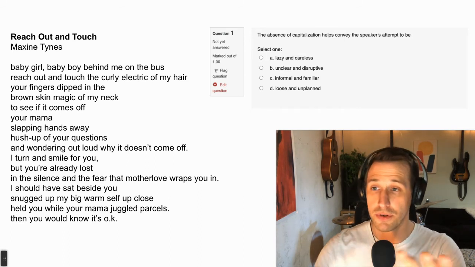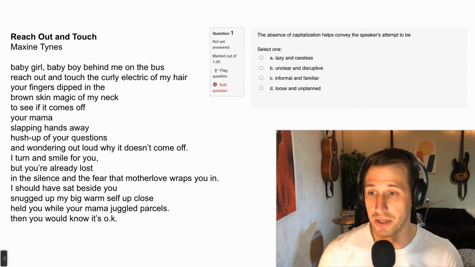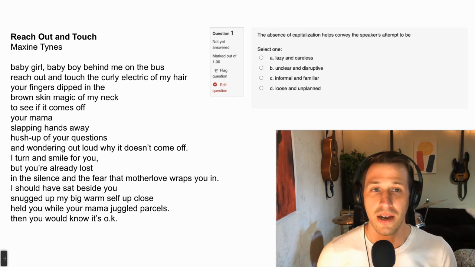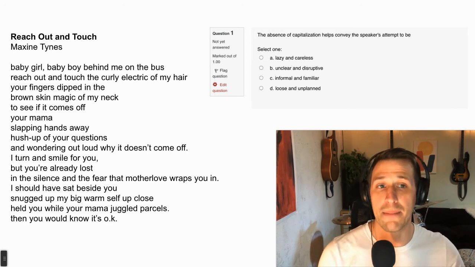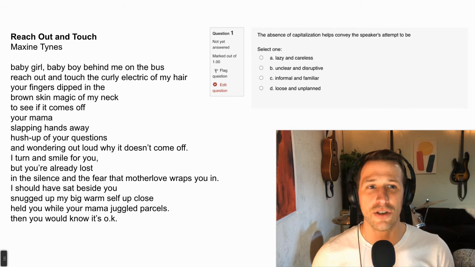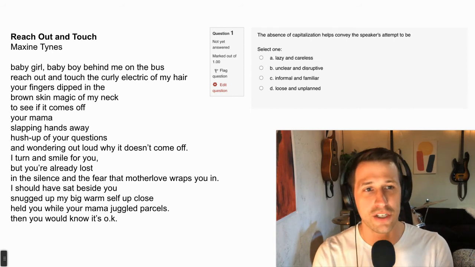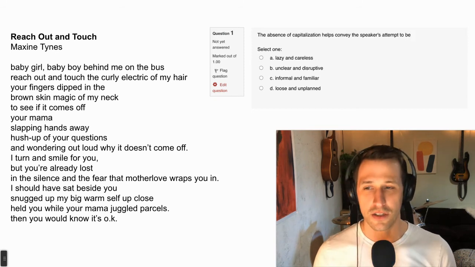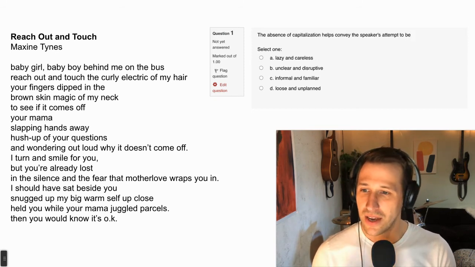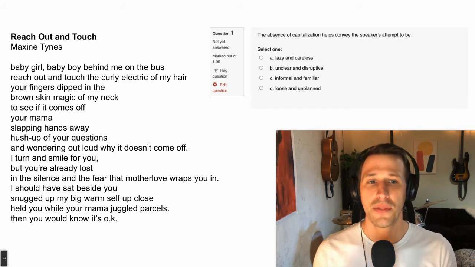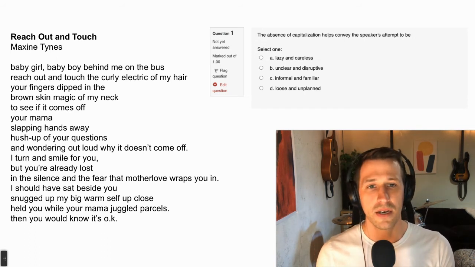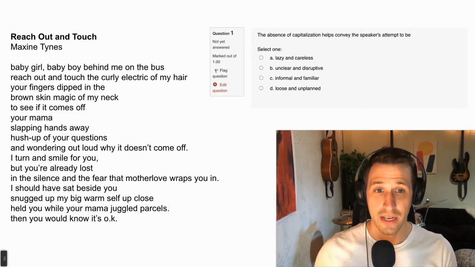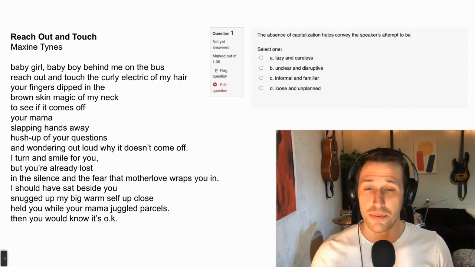Maybe on your first read through, you notice that there's no capitals. I guess capital I is capitalized, but other than that, the first letters, the last letters, they're not capitalized. So this absence of capitalization, what does that add to it? And it's saying, how does that help convey the speaker's attempt to be what? So part of this question is asking, what is the speaker, the person who's saying, I turn and smile for you, attempting to be: lazy and careless, unclear and disruptive, informal and familiar, loose and unplanned.